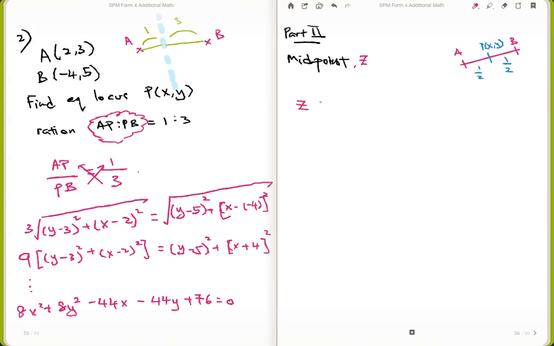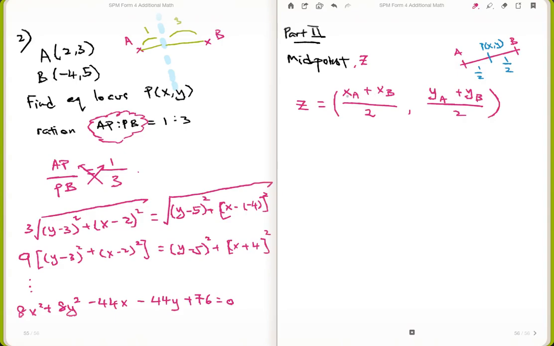Any symbol will do. Z will therefore be the point: x of A plus x of B, the sum divided by 2, and then y of A plus y of B divided by 2. And eventually this is the answer. You may go through the books, look for relevant questions. I'm sure you can handle this. Make sure this is XA, this is XB.